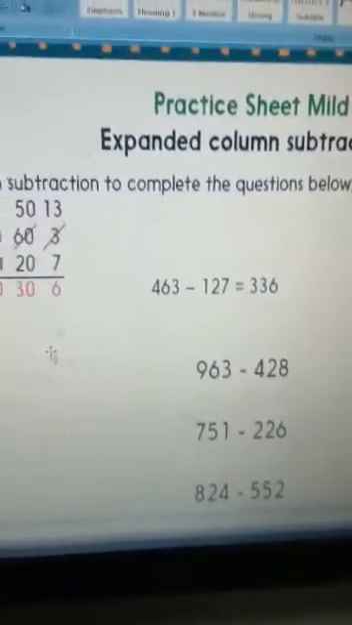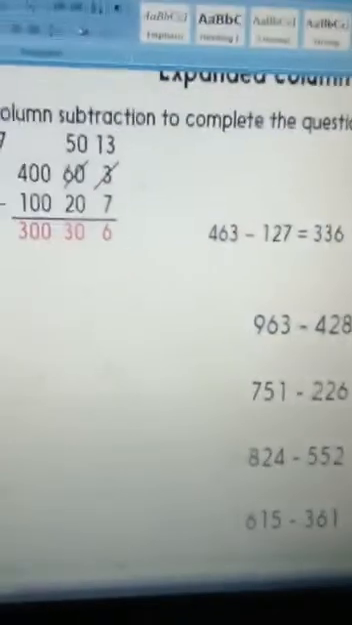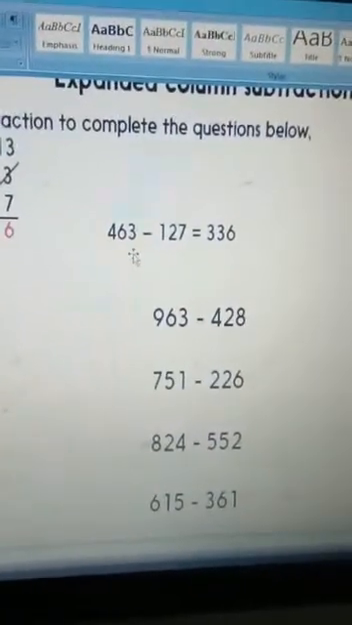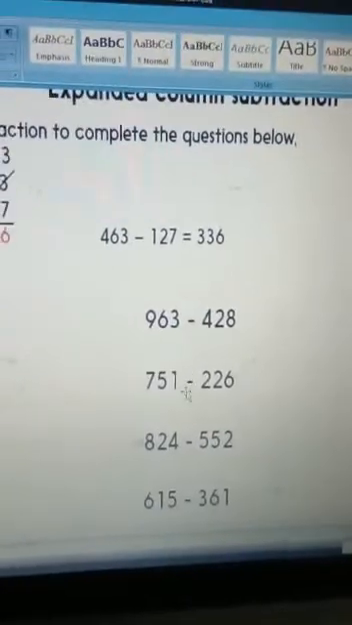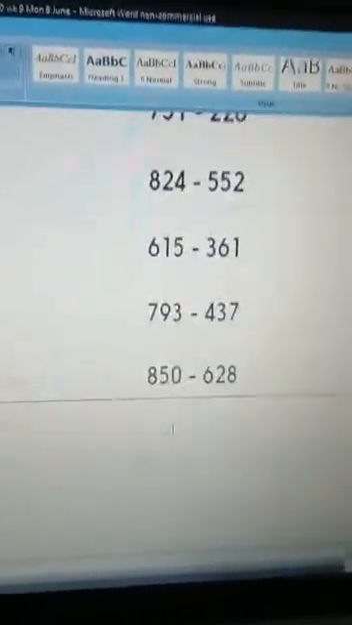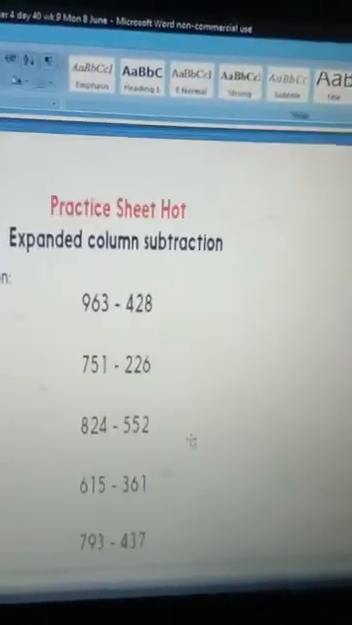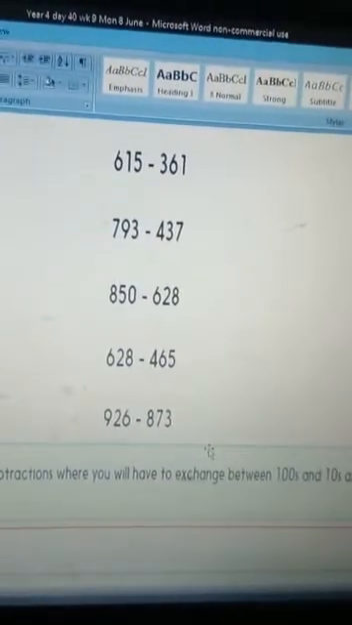Okay, and we've got some mild expanded column subtraction work. The first one's been done for you. If you can do it the same way, expand the sums and then put them together. And then we've got a hot sheet, still using 3-digit numbers. We look at the example here.